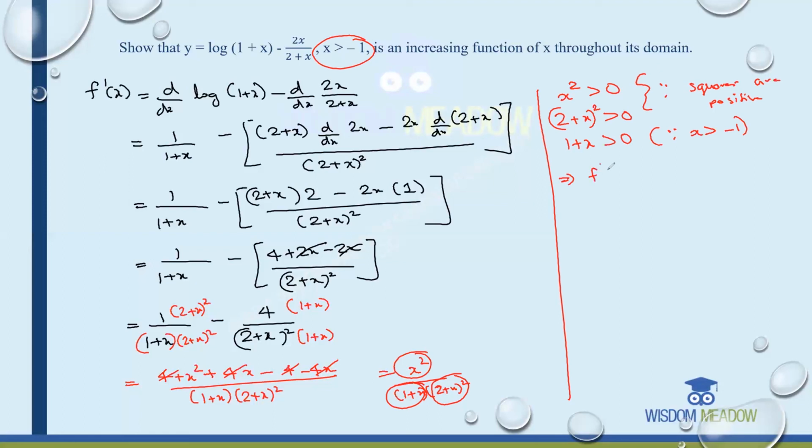This implies I can say that f dash of x is always going to be positive because each term is positive over there. Therefore, it is an increasing function. Done. You can also do it like this. If you're not sure about this way of doing, you can just find the critical points as usual and then find it. In both the intervals, it's going to be positive.